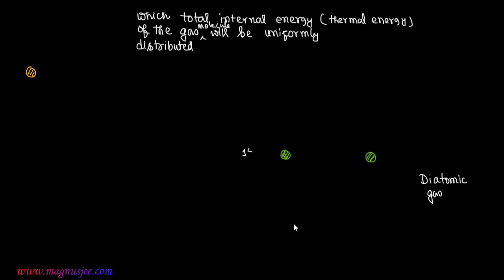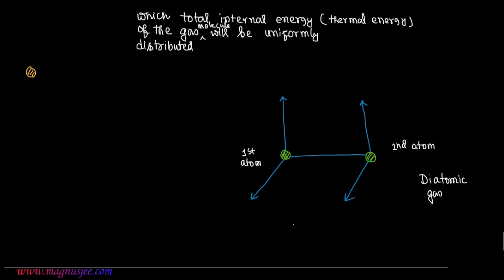Now we can consider a diatomic gas, which consists of two atoms. This is the first atom and that one is the second atom, and we can consider a three-dimensional axis with respect to the first atom and the second atom also. Finally, we get 5 axes for the two atoms because one axis will be common. This is the first axis, second axis, third axis, fourth axis, and fifth axis.